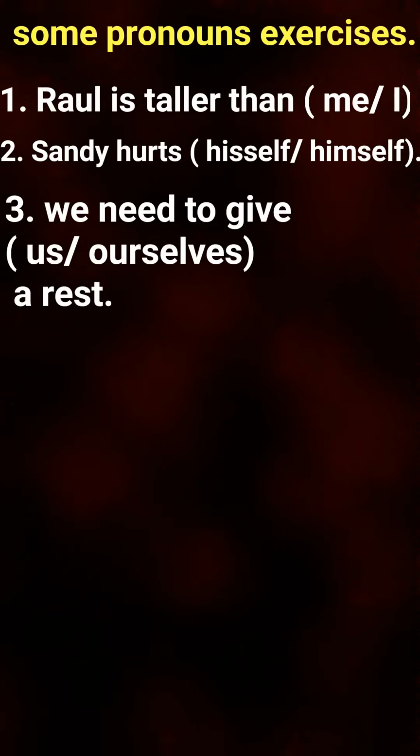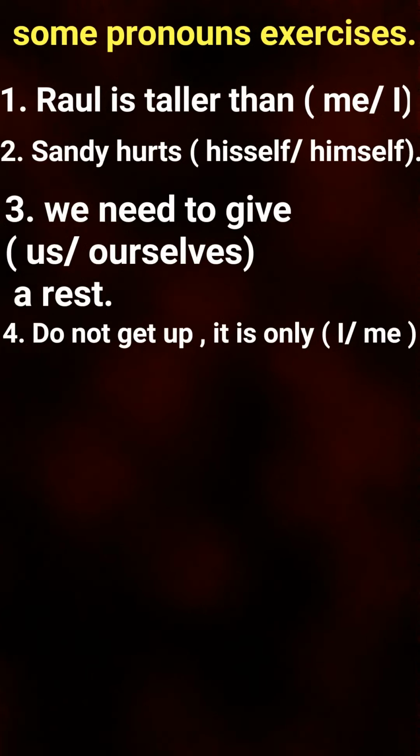Another example, don't get up. It is only me or I. Surely I. It is only I, because it means it's only I, the one who is going to get up. Here we need a subject pronoun. We do not need an object pronoun. So as you can see in these examples, we have seen different types of pronouns, subject pronouns, reflexive pronouns, and object pronouns.